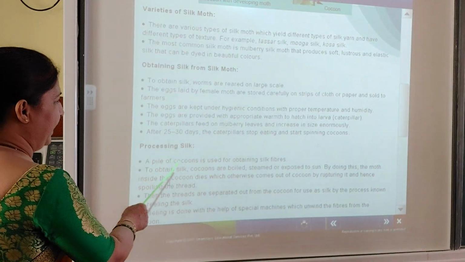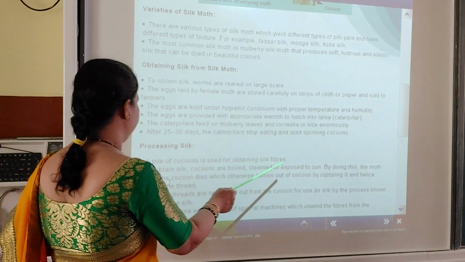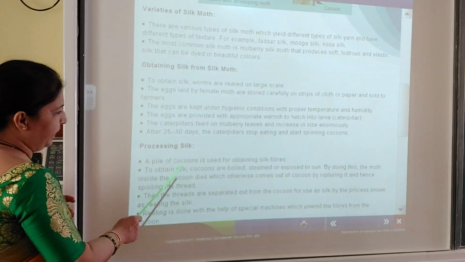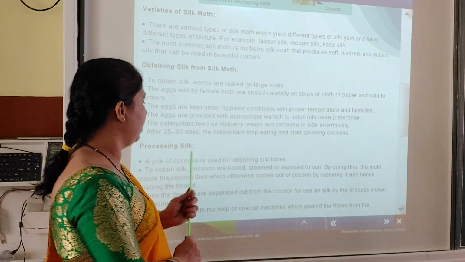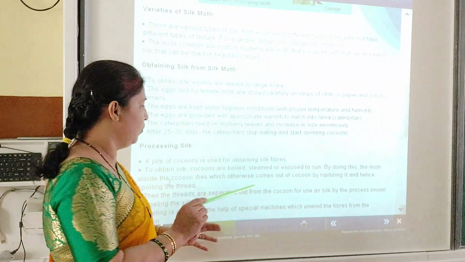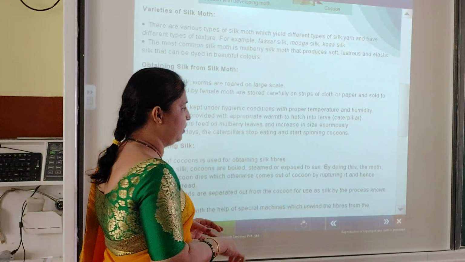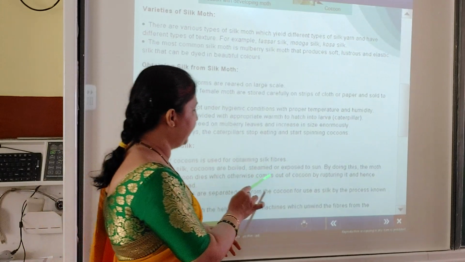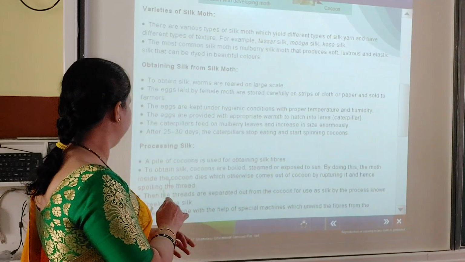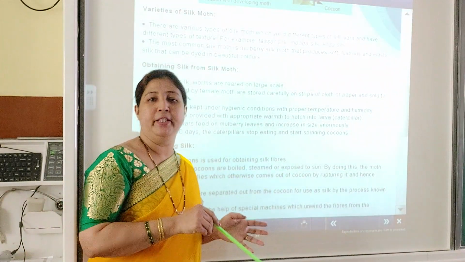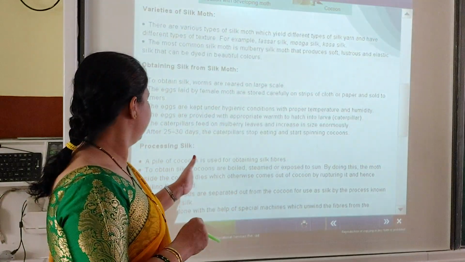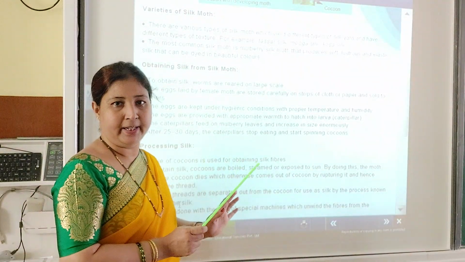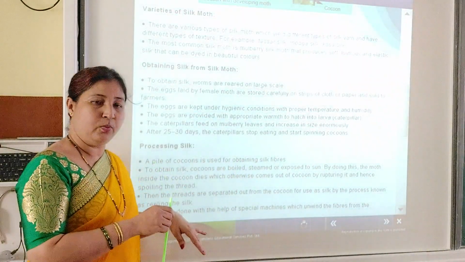Processing of the silk. A pile of cocoons is used for obtaining silk fibers. So from this cocoon we obtain the silk fibers. To get the silk, what is done to these cocoons? They are boiled in water, steamed or exposed to sun. By doing this, the moth inside the cocoon dies, which otherwise comes out of the cocoon by rupturing it and hence spoiling the thread. So if you don't put them in hot water, the silk moth will rupture the cocoon and come out, and this will spoil the thread. Because of that, they are put in hot water.